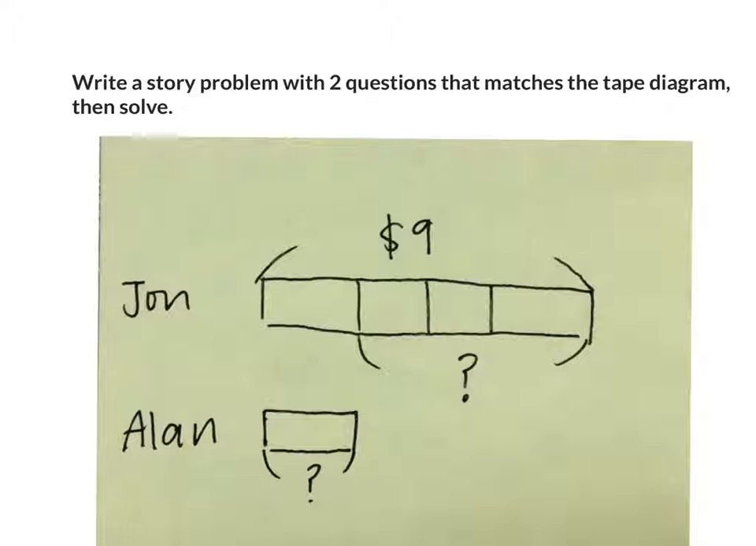Would that be this question mark right here? Yes. Now we got to figure out this question mark, right? I could say, how much more money did John earn compared to Alan? Because isn't this part right here the extra money that John has compared to Alan? Okay. Go ahead and write yourself a story problem that's not about mowing the lawn, about something else that matches this tape diagram. It needs to have 2 questions because there are 2 question marks. Then, solve your own problem.